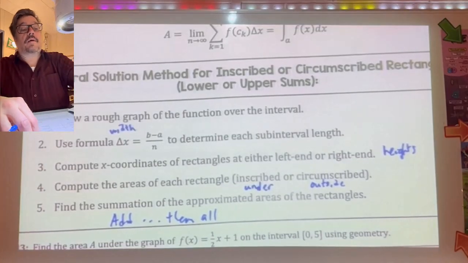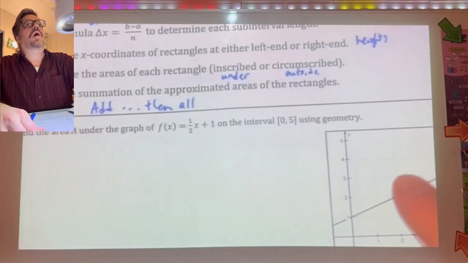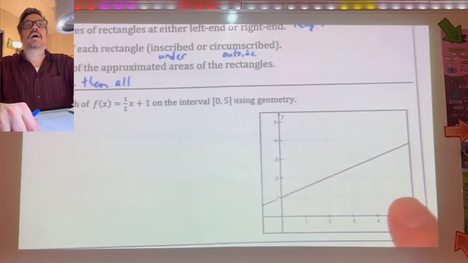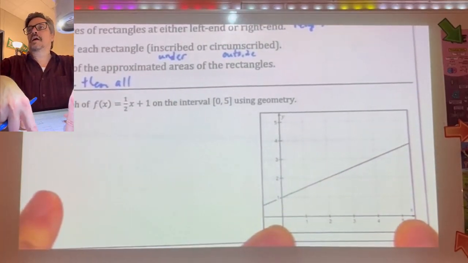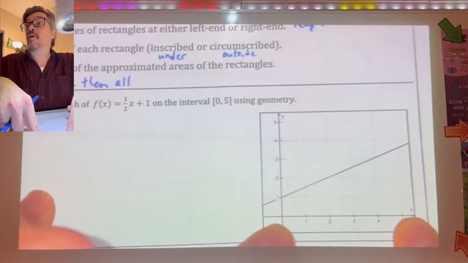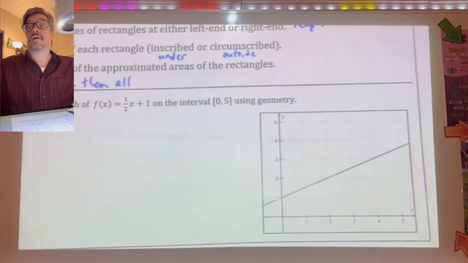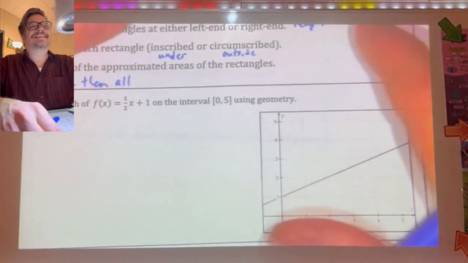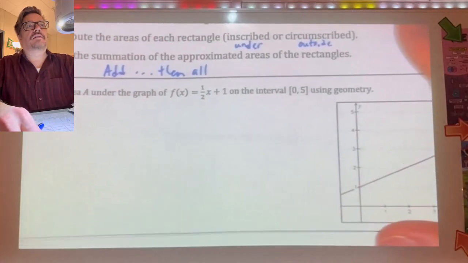No, and I'm glad you asked that question, Sophia. Like, why would we do that if we can actually figure out the area of this guy, right? Isn't this a trapezoid? Yeah. You could look up the formula of a trapezoid and find the area under the curve. Totally understand, okay? Why would we do this? It's just practice, okay? We're going to practice what it means to have that left and right, okay?